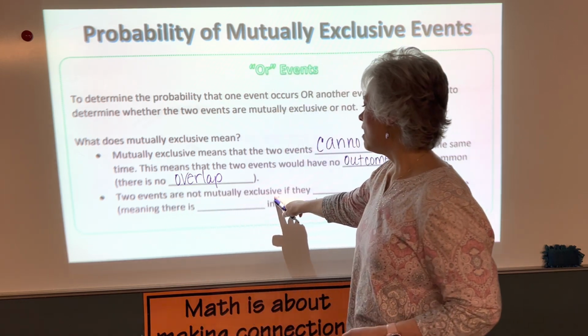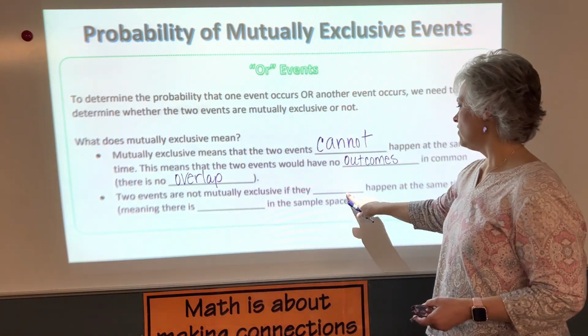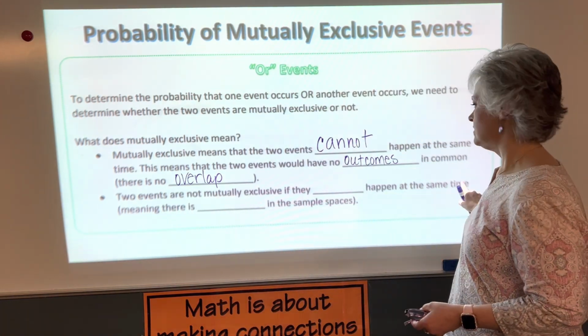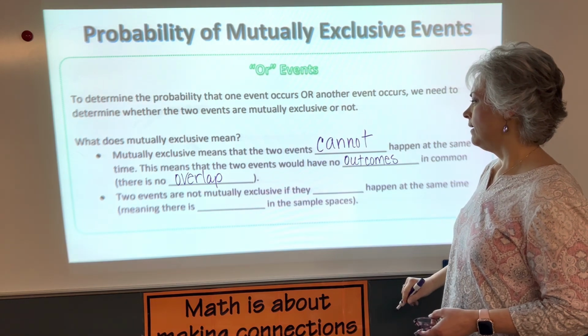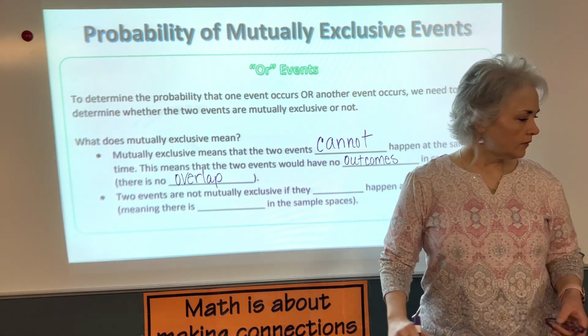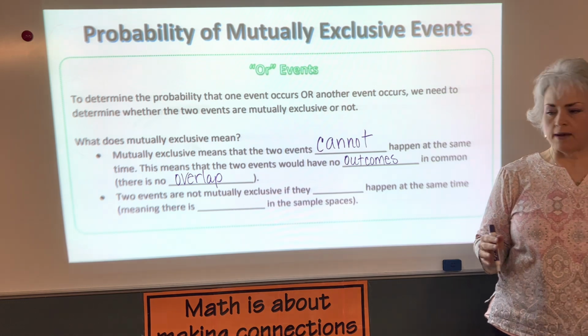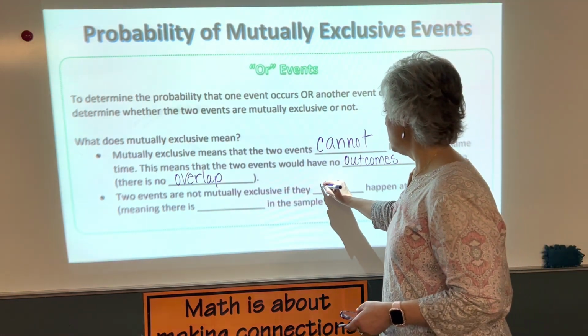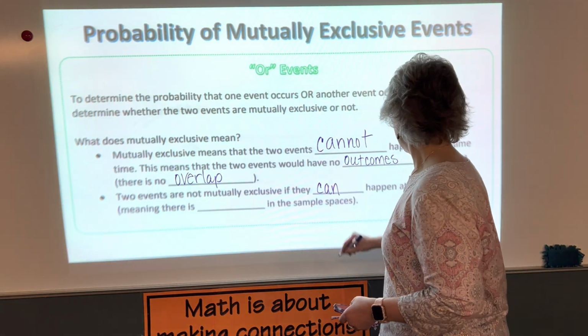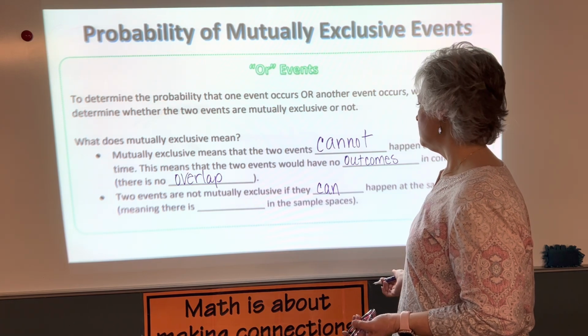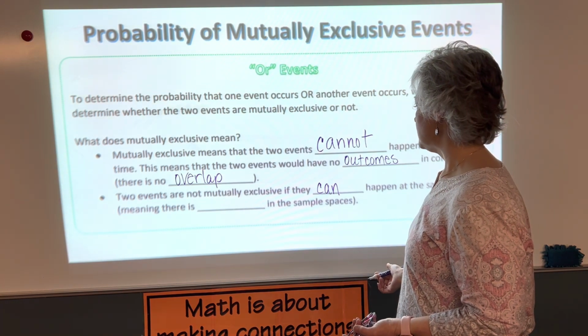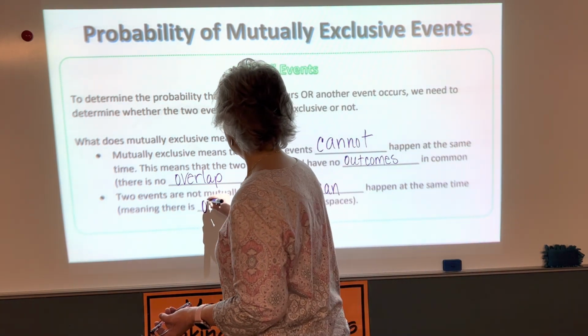Two events are not mutually exclusive if they can happen at the same time. So if they can happen at the same time, they are not mutually exclusive, meaning there is overlap in the sample spaces.